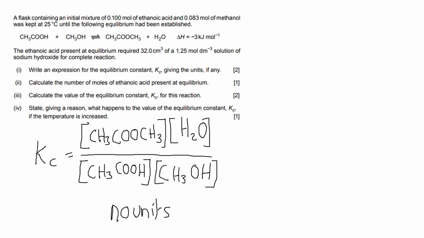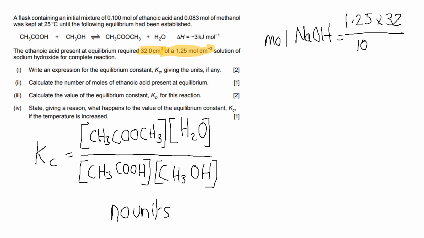So that's the first bit. You had to write an expression for the equilibrium constant Kc. Calculate the number of moles of ethanoic acid present at equilibrium. Well, to do this, we need to use some of the data from the question. It tells you that you've got 32 centimeters cubed of 1.25 moles per dm cubed sodium hydroxide. So let's start off by working out the moles of the sodium hydroxide. So moles of NaOH is equal to the concentration, which is 1.25, times the volume, which is 32, divided by 1,000.